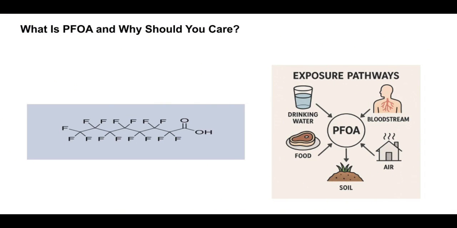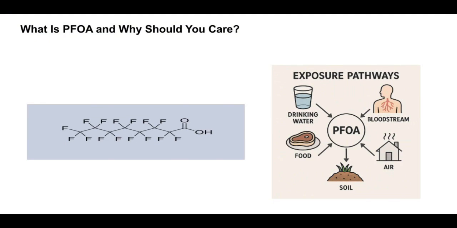What is PFOA and why should you care? On the left side, you'll see the chemical structure of PFOA, which stands for perfluorooctanoic acid. It's a man-made compound with a long chain of carbon atoms, each bonded to fluorine, and it ends in a carboxylic acid group. This structure makes it incredibly stable, so stable in fact that it doesn't break down easily in the environment or our bodies.